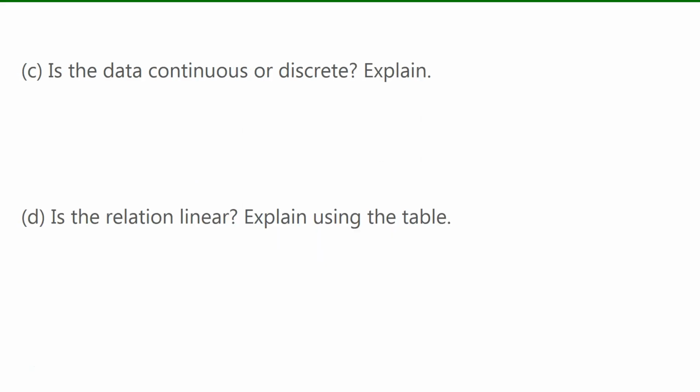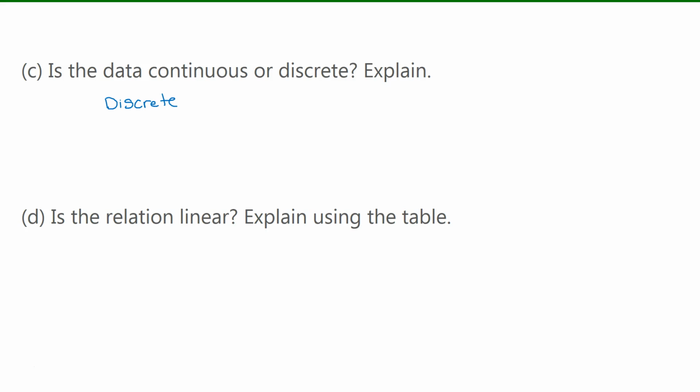Next part, we're asked to determine if the data is discrete or continuous. And you notice that I did not join up the points in the graph because this data is discrete. And it's discrete because we're not going to be selling 2.65 cookies, for example. Because we're not going to have an infinite number of values between 1 and 2, for example, then we call it discrete.